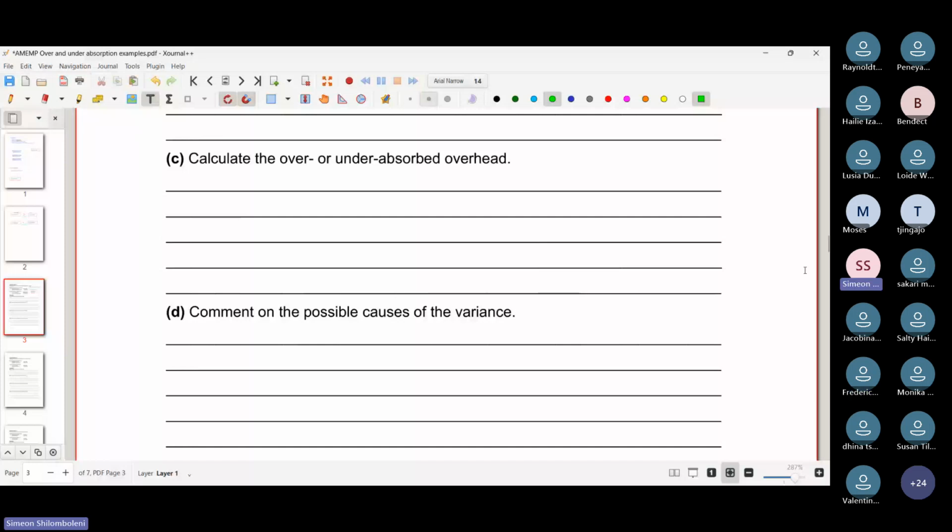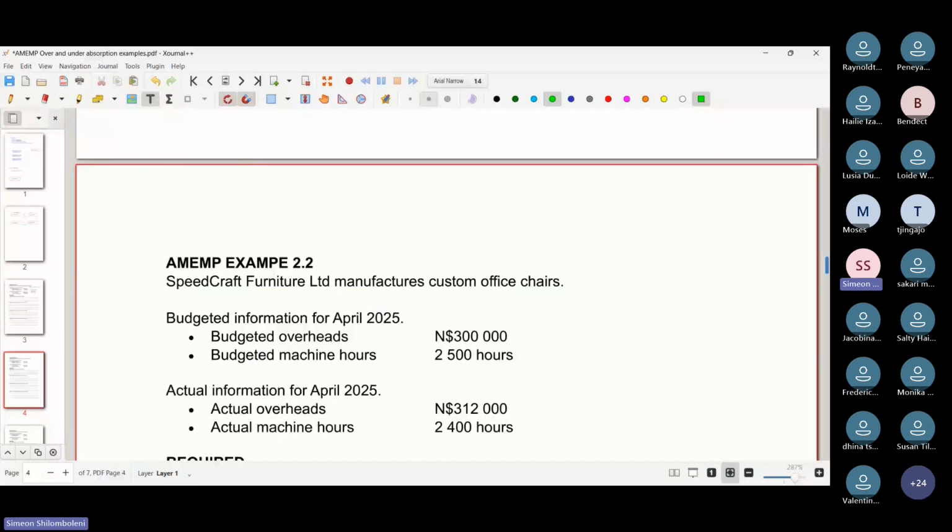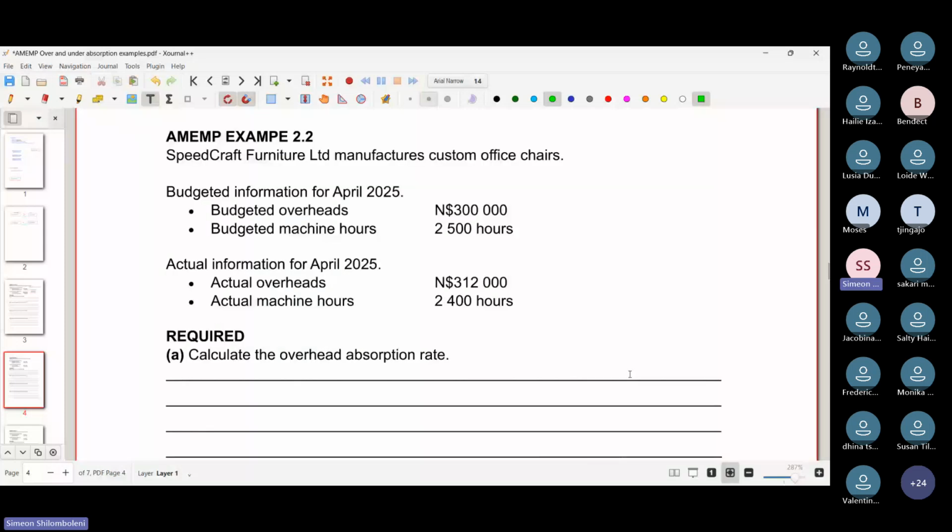All right. Can we quickly do this? I just need you to quickly calculate it, and then you are just going to tell me whether it's under or over. We are not doing it together. You just tell me whether it's under or over absorption.